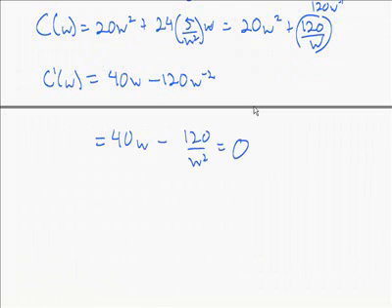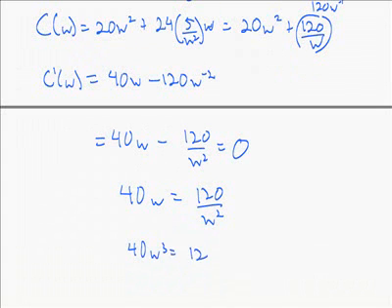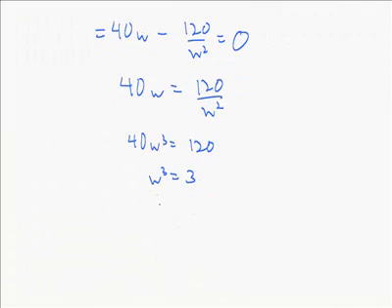So we set that equal to 0, because minimums and maximums occur where the derivative is equal to 0. So let's solve this for W. So 40W is 120 over W squared. If I multiply by W squared here, I get 40W cubed is 120. Divide both sides by 40, I get W cubed is 3. And so I guess that means the width is the cube root of 3, and the unit on that is meters. And from that you can find the length and the height as well.